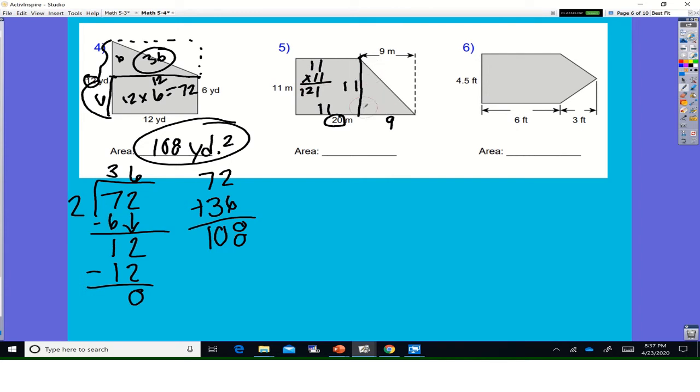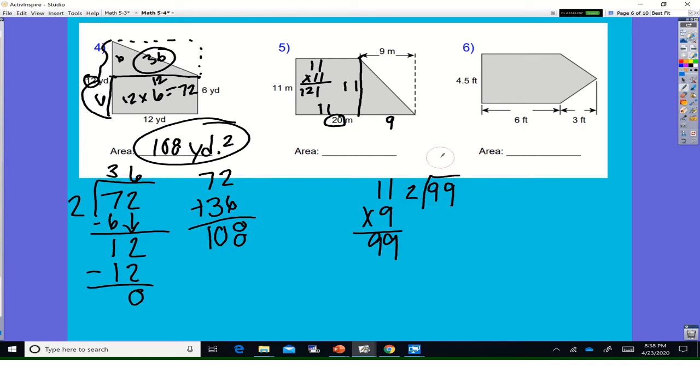Now again, we have a triangle. Remember, we times that by half because it's half of what we have. So we would have 11 times 9, which gives us 99. Then we take half of that. Now a lot of kids struggle because we're going to get a decimal here. 2 goes into 9. I'm going to show you the traditional way, and then I'm going to show you another way to think of it.